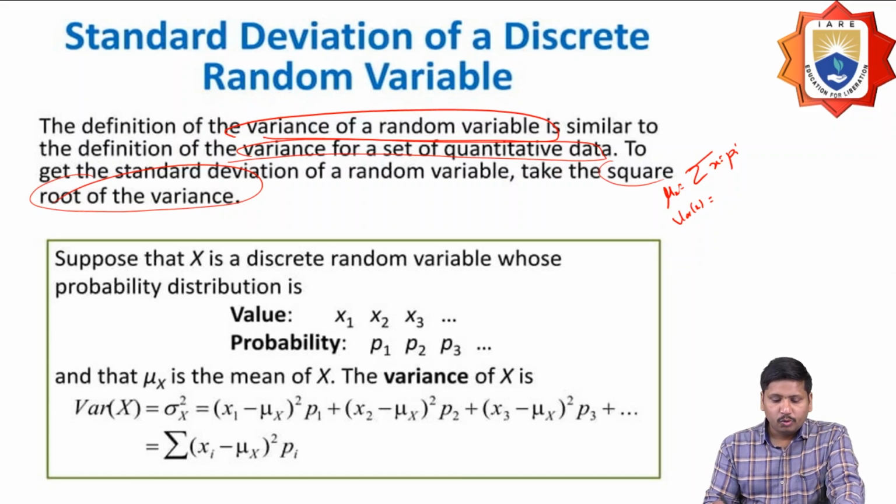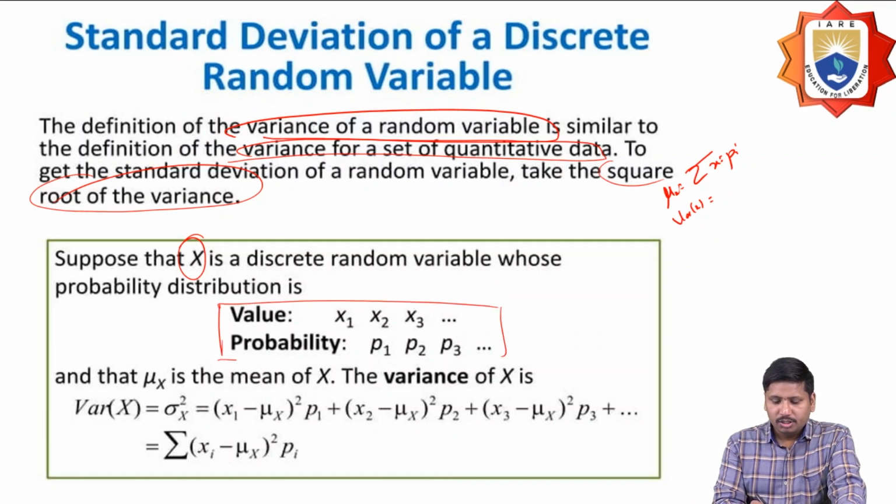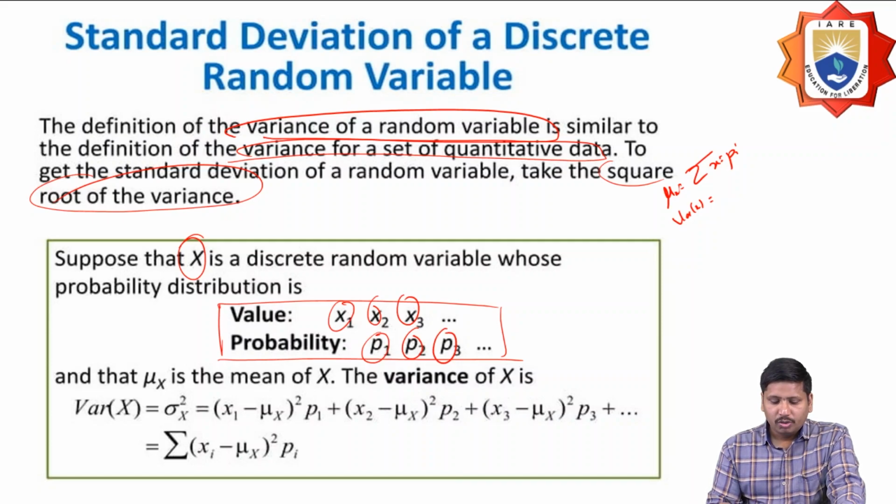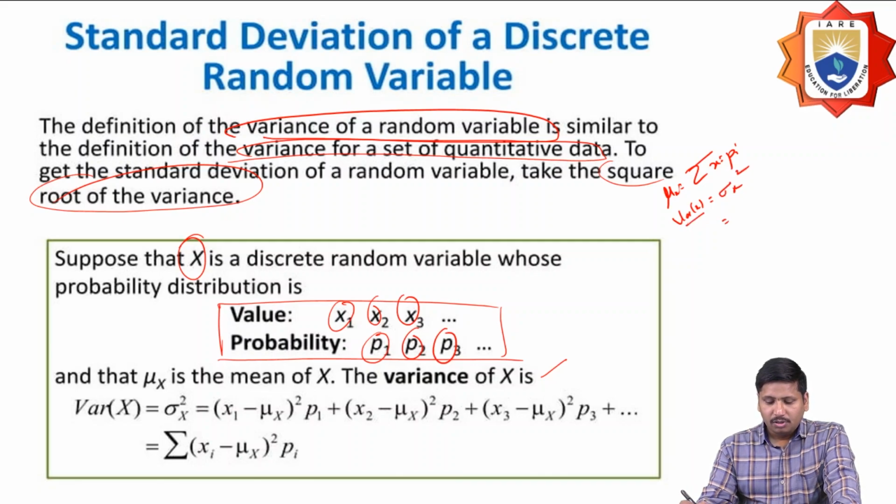Let's suppose that x is a discrete random variable, and its probability distribution is as I just told. The set of values is x1, x2 and x3, and the probabilities are p1, p2 and p3. So we know how to calculate the mean. Now how do we calculate the variance? For this, the equation is: we can write the variance of x, or sigma x square also. That means what is the sigma value here?